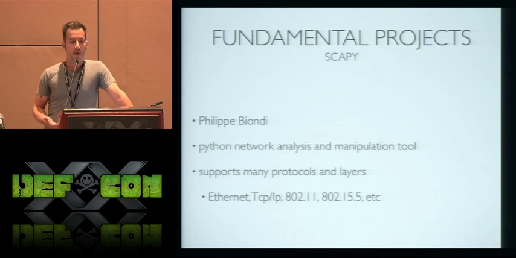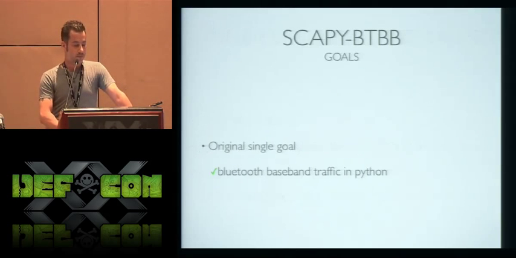So Scapy is the medium that I chose in Python in order to incorporate my data into Python, right? And Scapy is pretty much your go-to framework in Python if you want to deal with raw network traffic. It's a framework/library which provides methods for sending, receiving, accessing, and manipulating network traffic, and it supports a lot of different layers, right? Bluetooth baseband not being one of them, so that's kind of where I came in.